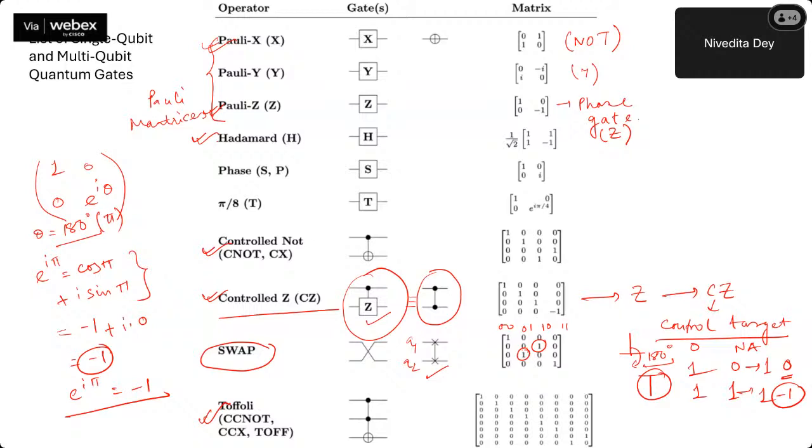And the last matrix is for C square not, which you already know. Just check it. Here only you can see a NOT gate, right? Here only you can see a NOT gate. And till this part, it is basically the identity matrix.